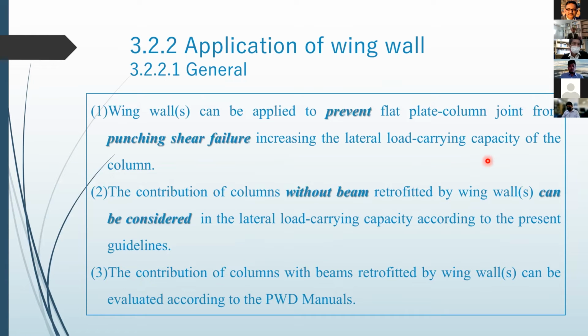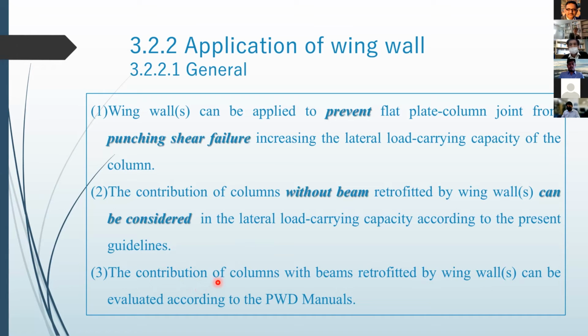This is a general overview of chapter 3.2.2, application of wing wall. The purpose of wing wall retrofit is to prevent punching shear failure. If the columns are retrofitted by wing wall, the columns without beams can be considered in the lateral load carrying capacity. It means the wing wall increases the C index of the structure.